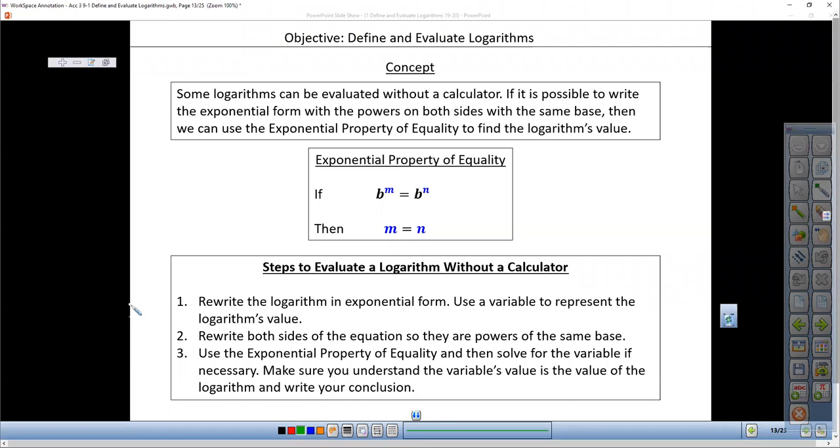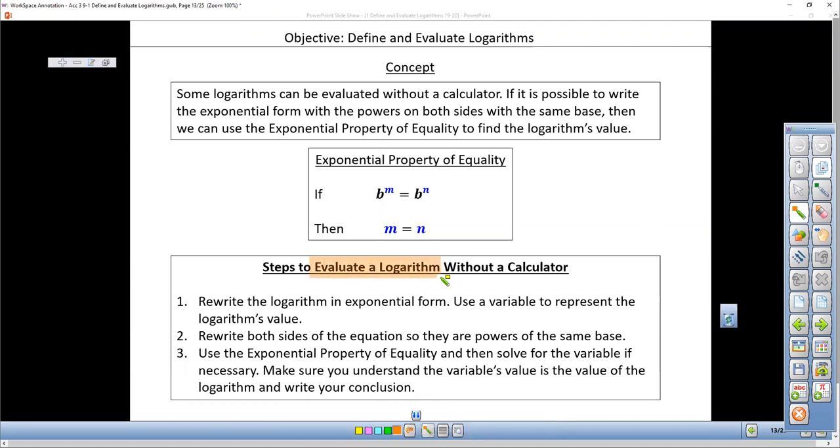All right, so now that we've defined a logarithm, we've looked at the two forms, exponential and logarithmic form, we are going to use our new knowledge to help us evaluate a logarithm. In other words, given a logarithmic expression, remember what logarithms are equal to? They're equal to exponents. So we're going to figure out what exponent a particular logarithm expression represents, and we're going to do this without a calculator.